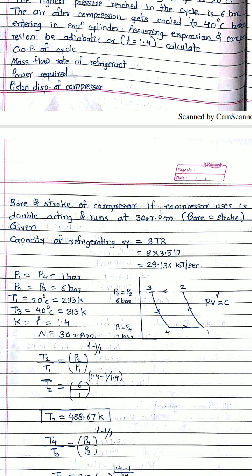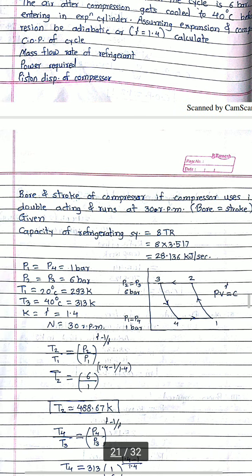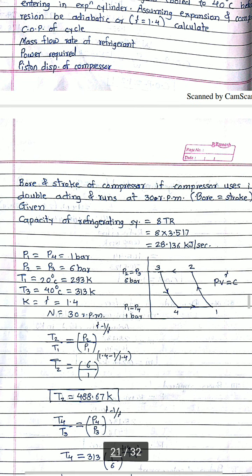Now the capacity of refrigeration system is 8 TR. 8 TR means how much? 8 multiplied by 3.517 is equal to 28.136 kilojoule per second or kilowatt. Now they have asked the COP of a cycle. So here T1 and T3 are given, so you have to calculate T2 and T4.